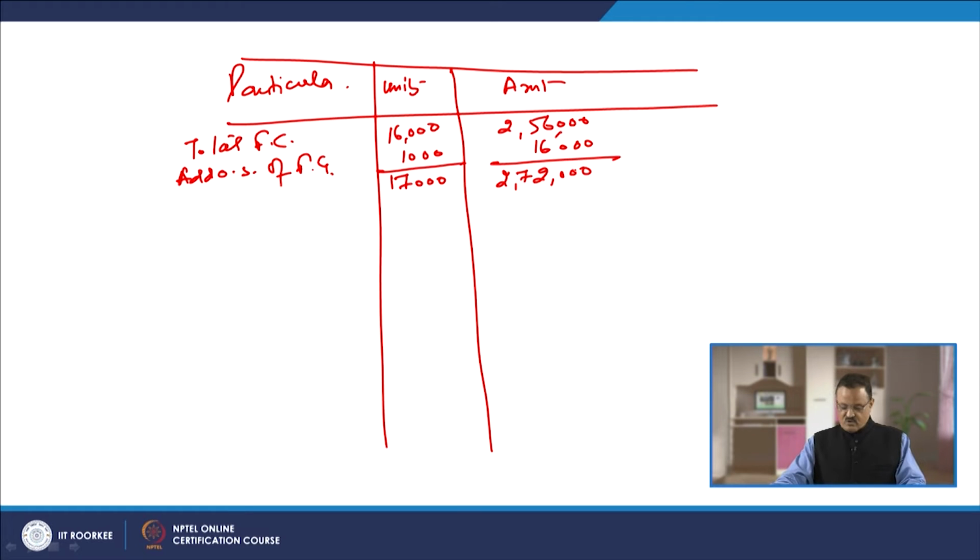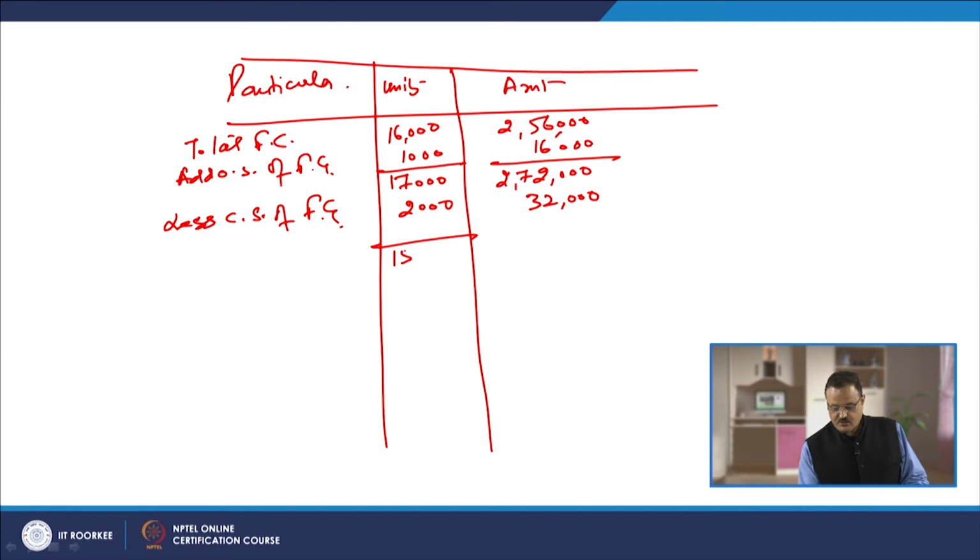Now, the question says that out of the 17,000 units, 2,000 units are kept aside and transferred to the closing stock to be sold in the next period. So, what you have to do is, less closing stock of finished goods. How much is the closing stock of finished goods? The number of units given to us is 2,000. We are setting it aside. What is the value of these 2,000 units? This is 32,000. So, you are left with how many units? You are left with 15,000 units.